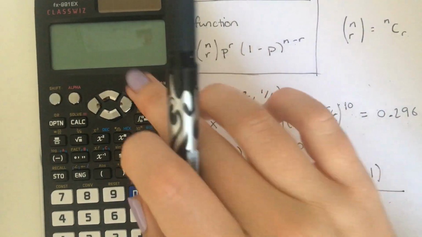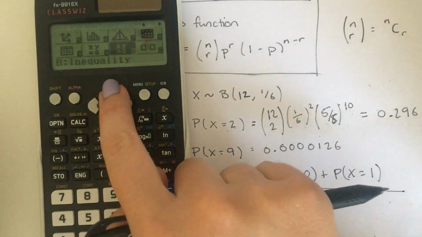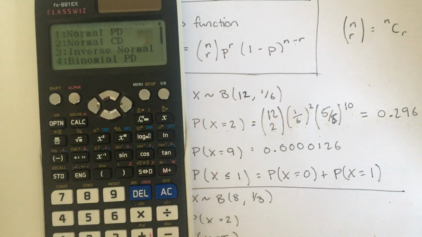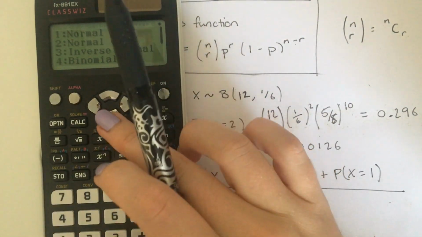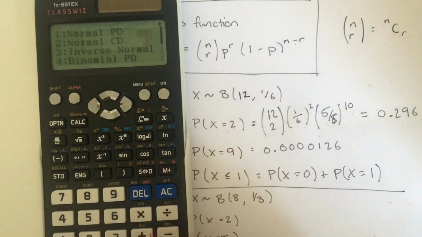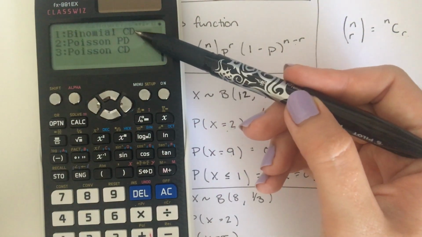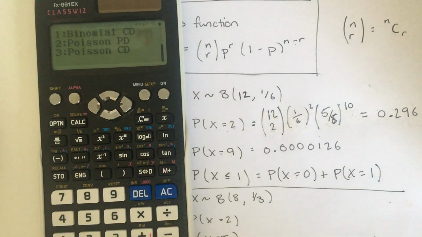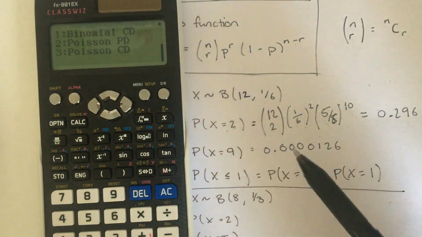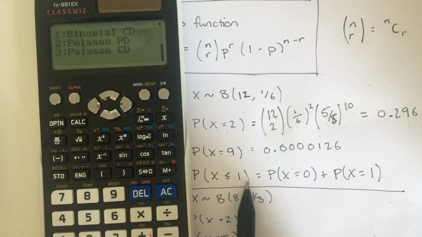So let's go back into the menu again, distribution, there we are. And you can see here you've got normal PD, normal CD. We've also got binomial PD here. If I scroll down, I can see I've got binomial CD. This is the binomial cumulative distribution. And so this will work out the same thing, but instead of working out x is equal to that value, it will work out x is less than or equal to that value.